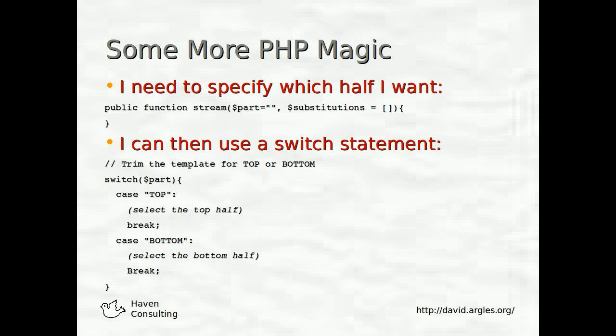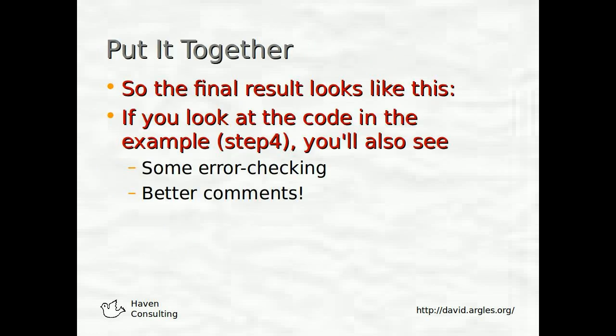Okay, I now want to specify which half of the template I want when I call it up, so I can add a parameter to my stream method, and then I can use a switch statement depending on which value I put into my parameter, and that will give me the half I'm looking for. Okay, let's now put it all together and we have a look at the final result, which looks like this.